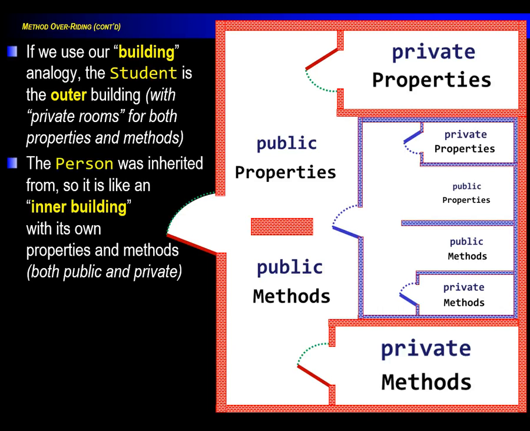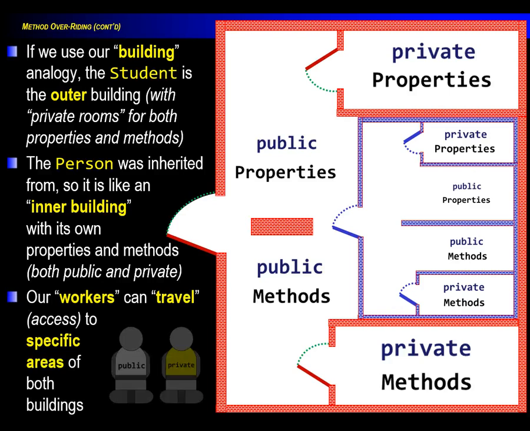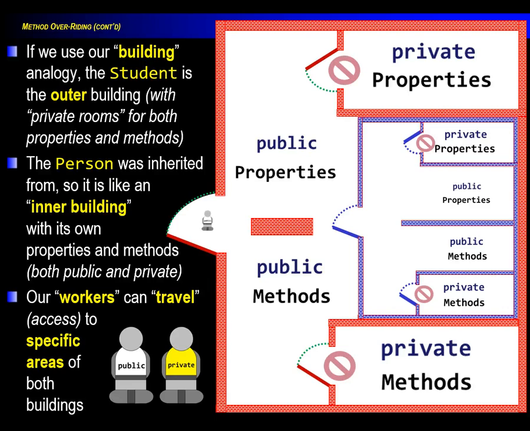All right. Now we have inheritance happening, which means we have kind of a building inside of a building. So the student is the outer building, and the person is the inner building. So now it's a more complex bank, where only certain types of employees can get into certain places. So workers can now travel to specific areas of both buildings, right? So someone in the public can go into the public areas but not the private areas, as you can see here, and can even get into the public areas of the inner building.